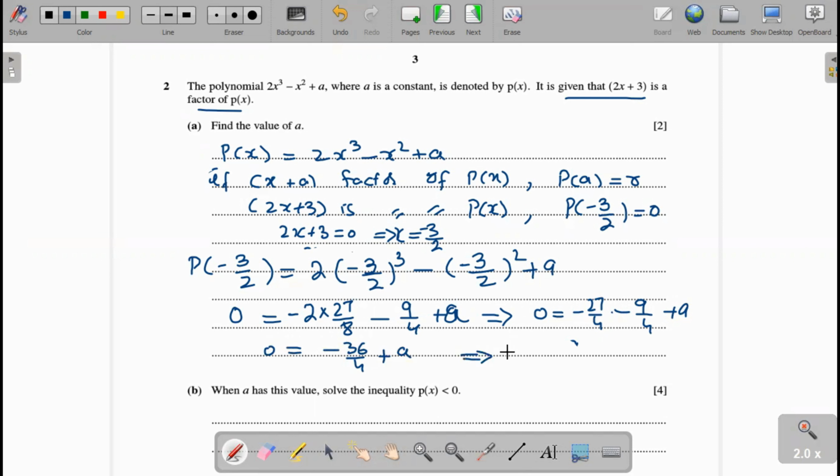That gives 0 equal to minus 9 plus a. Therefore, a will be equal to 9. This is the answer. Okay.